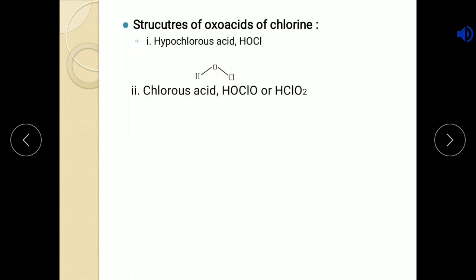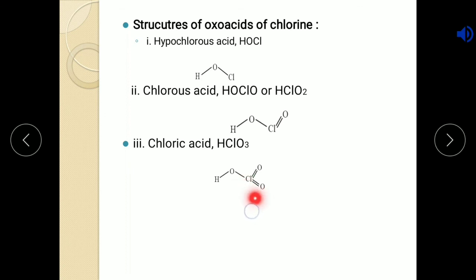Second oxoacid of chlorine is chlorous acid. Formula HOClO, or we can combine it as HClO2. And the structure is like this: HO directly attached to chlorine, and chlorine now directly attached to oxygen with a double bond. Next one is chloric acid, HClO3, that means one oxygen extra. Where will it go? It will directly attach to chlorine with a double bond. Now last acid is perchloric acid, again one oxygen extra. Here also that oxygen gets attached with a double bond to chlorine. The structures are almost similar, containing one OH bond and one OCl bond, and the extra oxygen is attached to chlorine directly with a double bond. So these are the structures of oxoacids of chlorine.